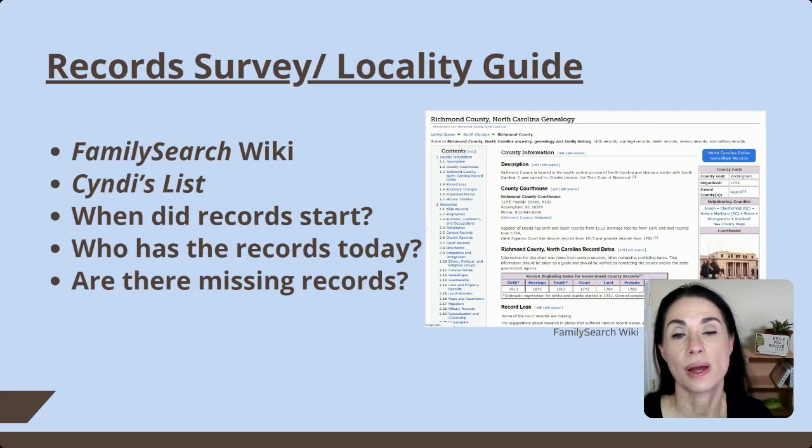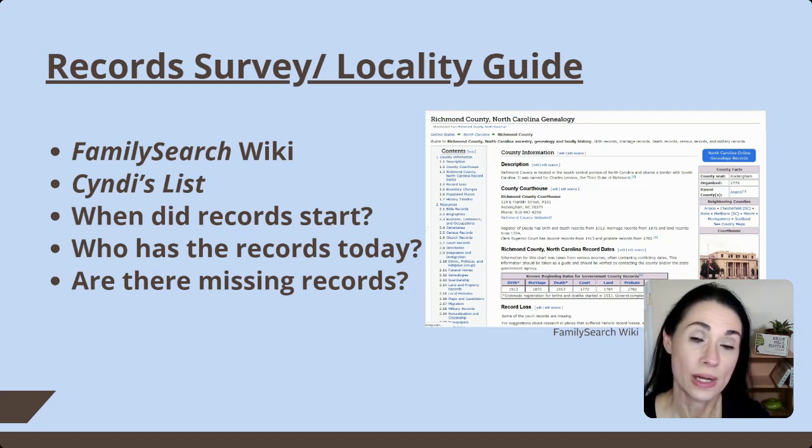I need to do a records survey. I need to look at a locality guide for the area and the time frame in which I want to research. Sometimes a local library or an archives will have a locality guide, but if not, you can certainly use things like Cyndi's List or the FamilySearch Wiki to look at the county and what records are available for that location in that time frame.